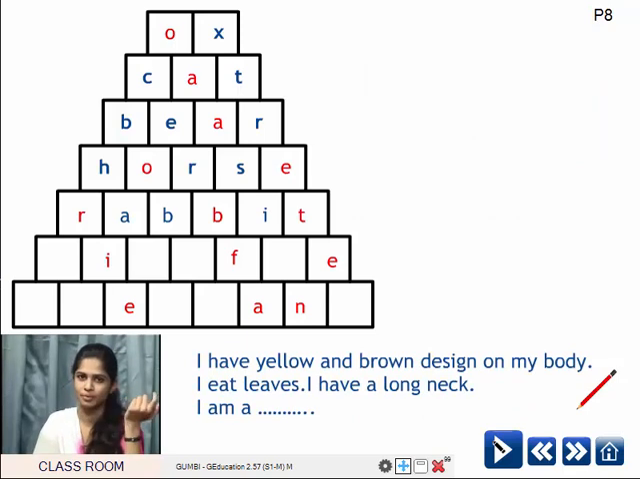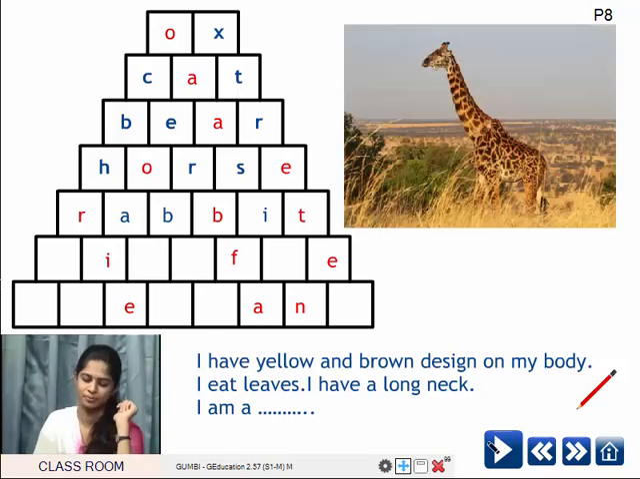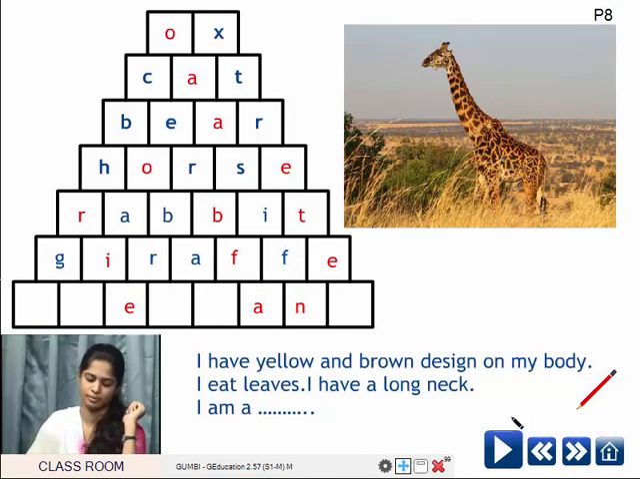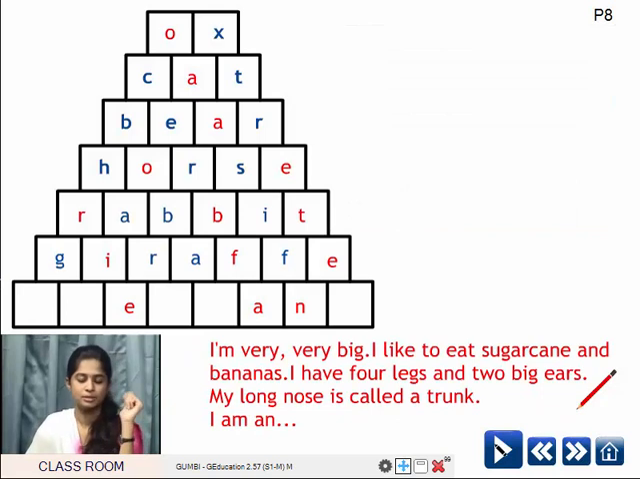I have yellow and brown design on my body. Try to imagine this animal has yellow and brown design on its body. I eat leaves. I have a long neck. I am a... Yes, it's giraffe. You can observe here it has a very long neck and yellow and brown design all over the body.